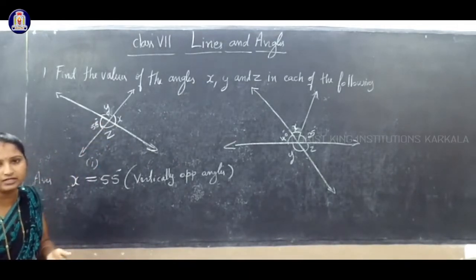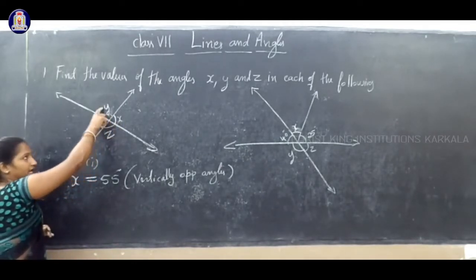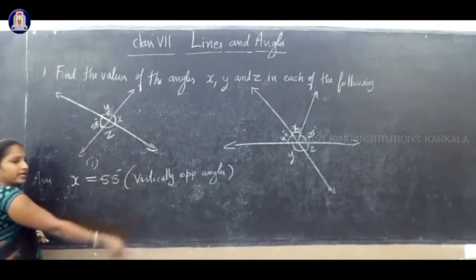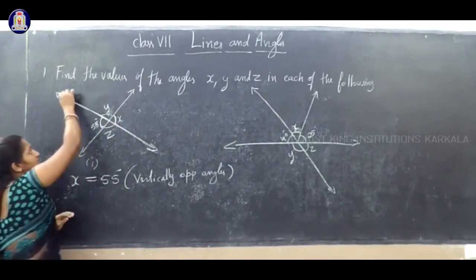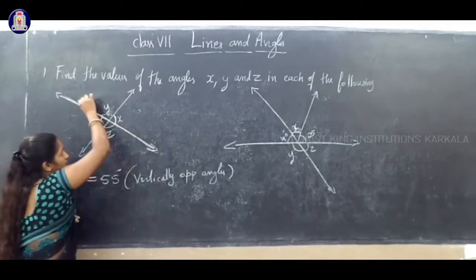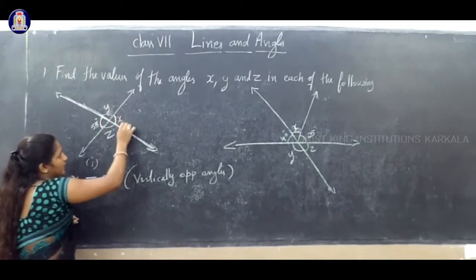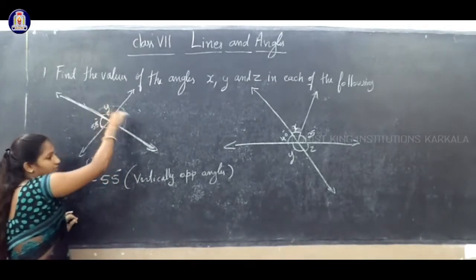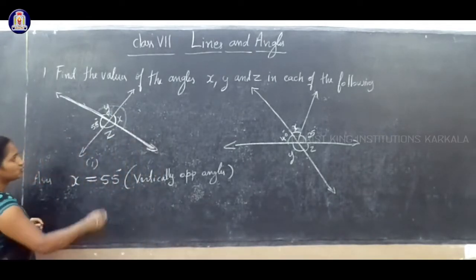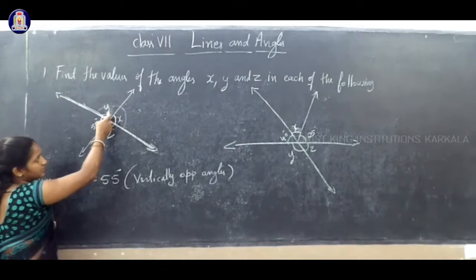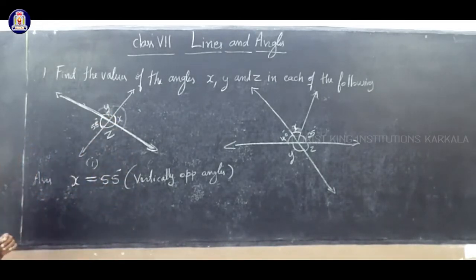How can we find them? Now we know angle x is 55. Can you find angle y by using this angle x? Yes, we can, because see, this line is a straight line, right? So it makes an angle. A straight angle is always 180 degrees. So you can say that angle x plus angle y is equal to 180 degrees.